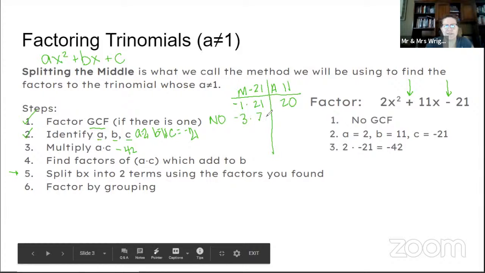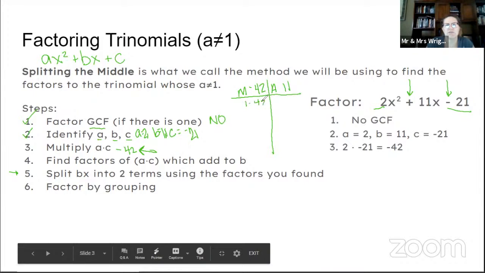Negative 3 plus 7. Nope, I said negative 21. Look at my mistake. We're looking here for negative 42, not negative 21. It's not just C when you have an A. You have to use what you multiplied A times C to be. So I'm going to have to start this all over. That's a mistake that's easily made. So you have to make sure you're paying attention. We just got off of completing it when A was 1, and all we were looking at was the C. But now we have to look at A times C, which in this case is negative 42.